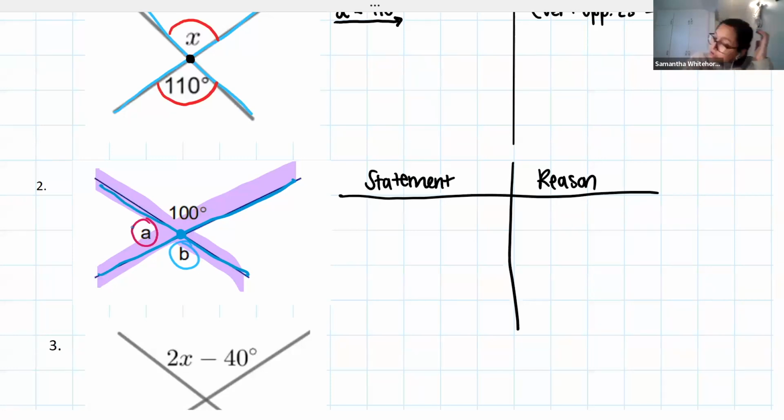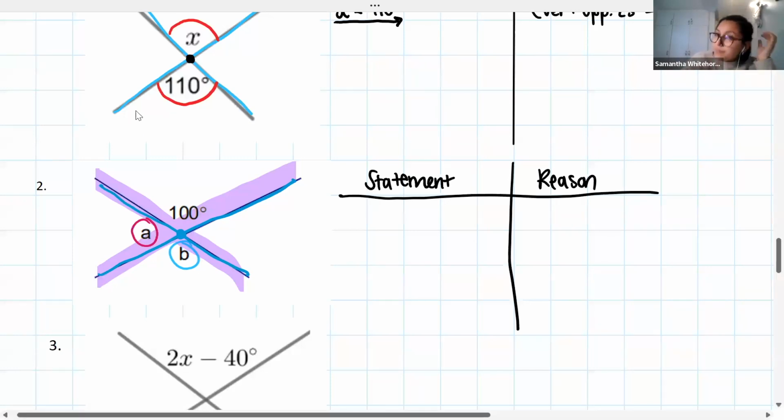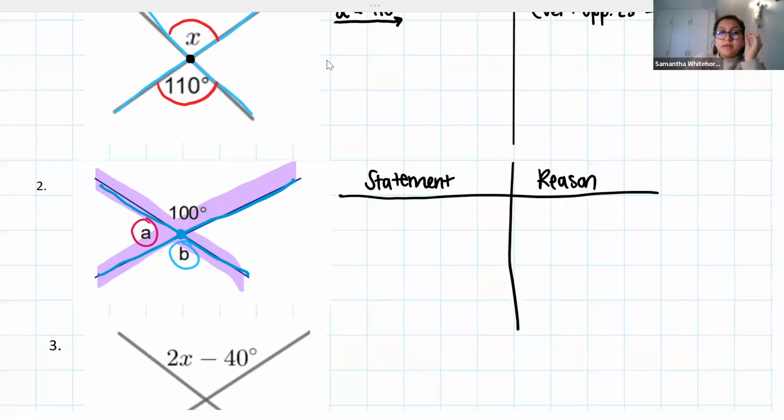Now, because I've got 2 angles I need to find the value of here, what we need to remember is that we need to do them separately. So what I mean by that is you'll solve for A and you'll give a reason, and you'll solve for B and you'll give a reason. We don't try to do everything all at once. We do them separately. You don't have to go in alphabetical order if you don't want to. Sometimes it's easier, but at the end of the day, we want a value for A and B.